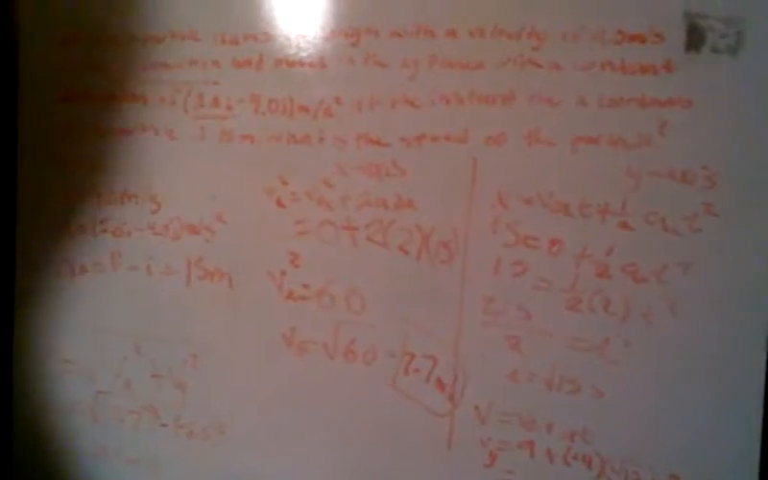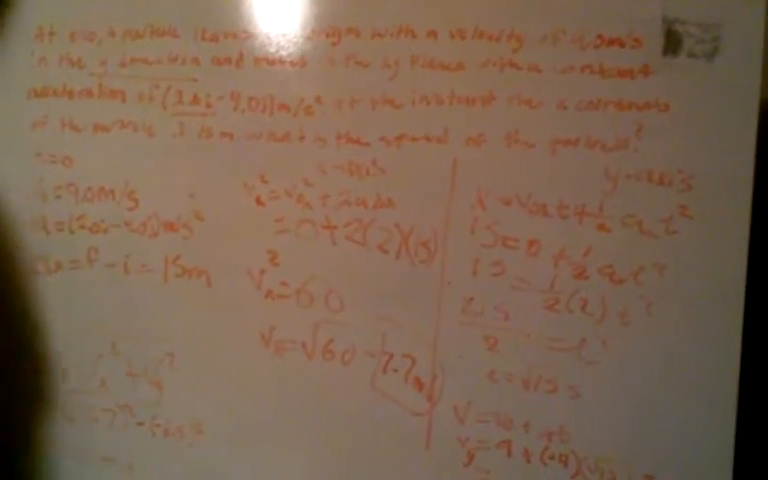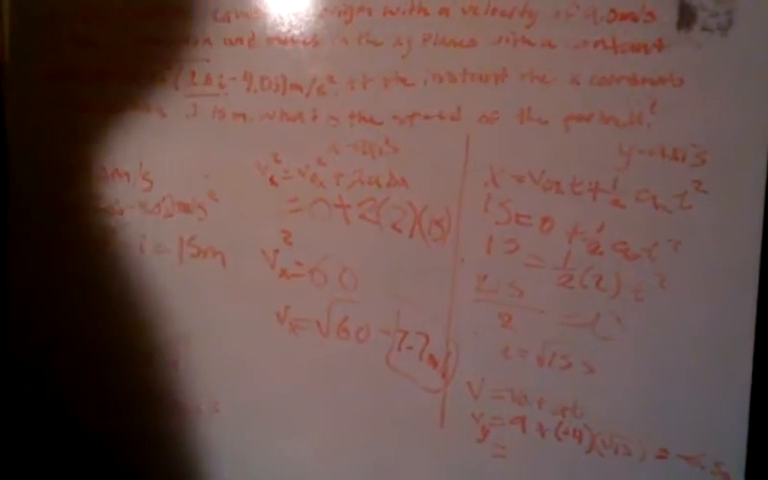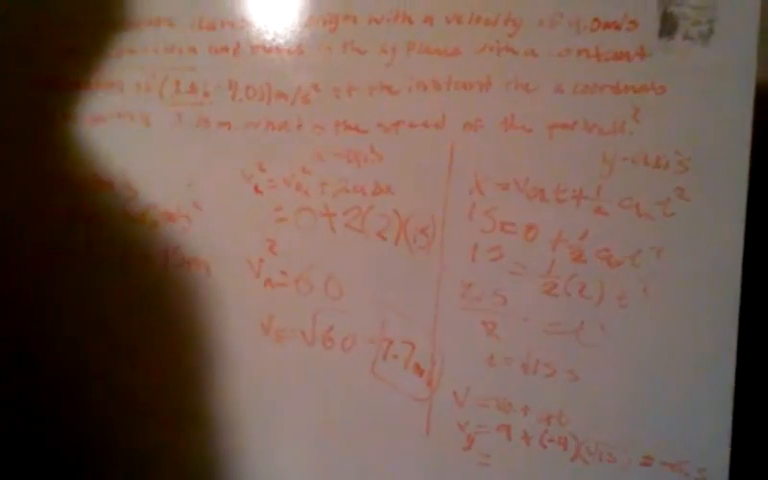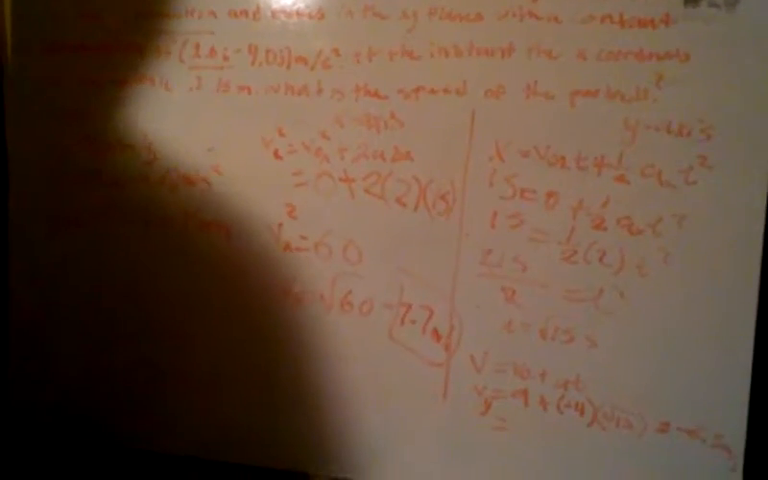Alright, today we're going to learn about constant acceleration, and I did a problem which is: at t equals 0, a particle leaves the origin with a velocity of 9 meters per second in the y direction and moves in the xy-plane with the constant acceleration of 2.0 i minus 4.0 j meters per second squared. At the instant the x-coordinate of the particle is 15 meters, what is the speed of the particle?